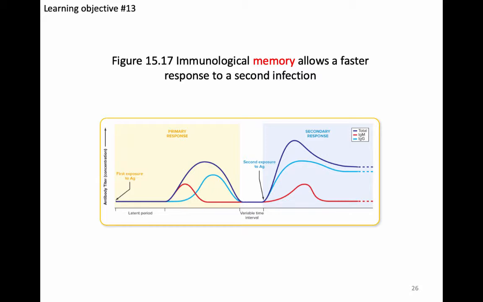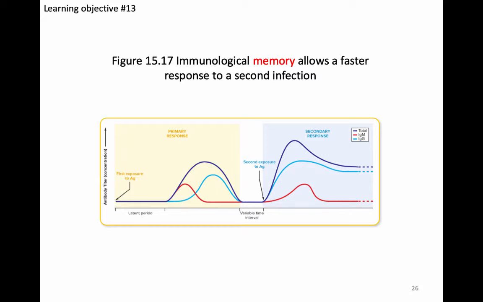We see the red line representing IgM, which is the first type of antibody made in response to a pathogen. The light blue line represents IgG, which will take over as the infection is cleared, and the total amount of antibody is in purple. So we have the primary response, which after a period of latency where the response is getting ramped up, responds to the pathogen, and the pathogen is cleared and the host returns to the normal pre-disease state.